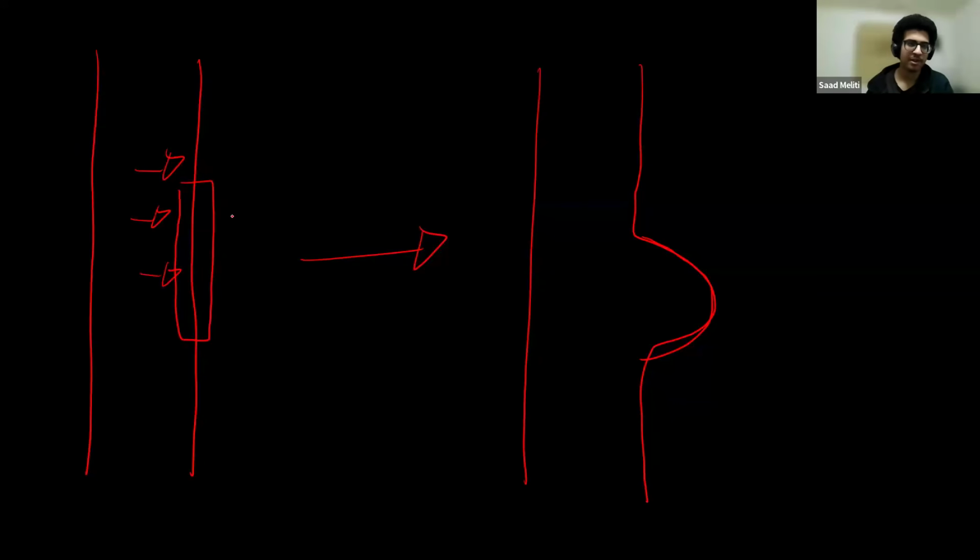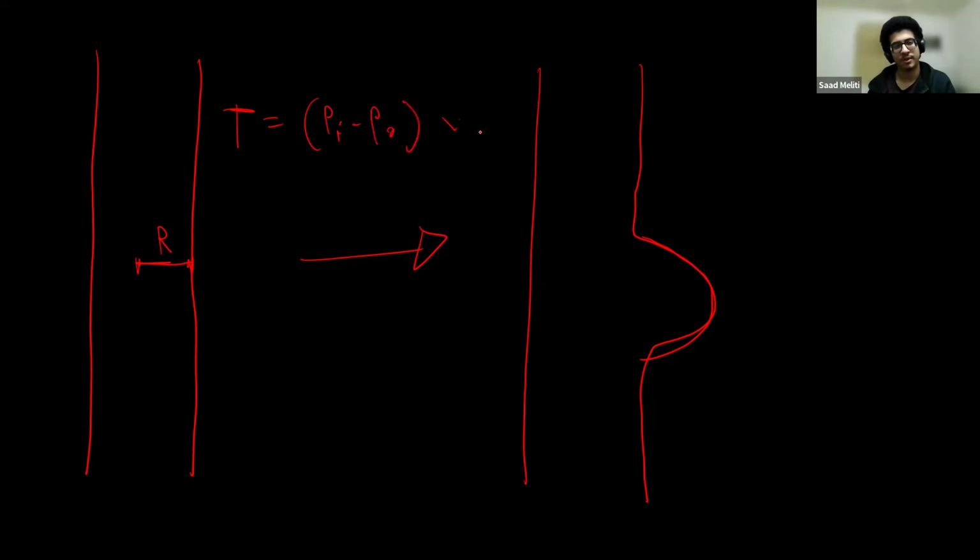Why? I'll tell you why. Look here. Look at the radius here. Okay, the radius here is whatever. When we plug it into the equation, pi minus po times radius, the radius is small. You're just going to get your normal tension, okay?